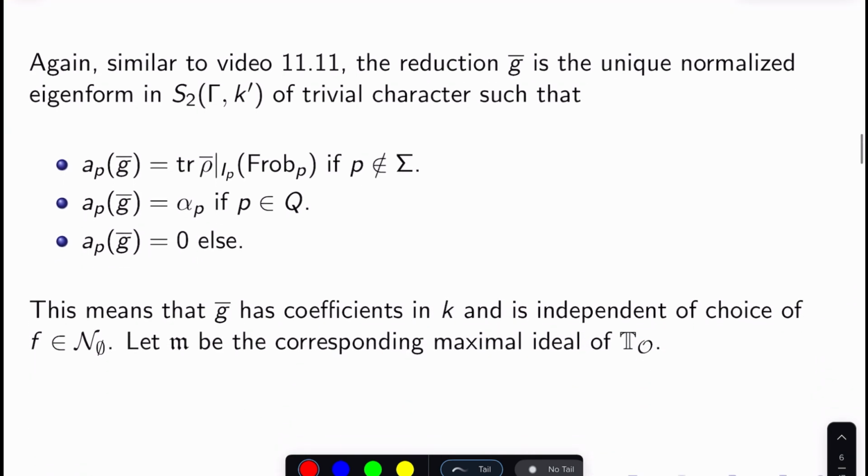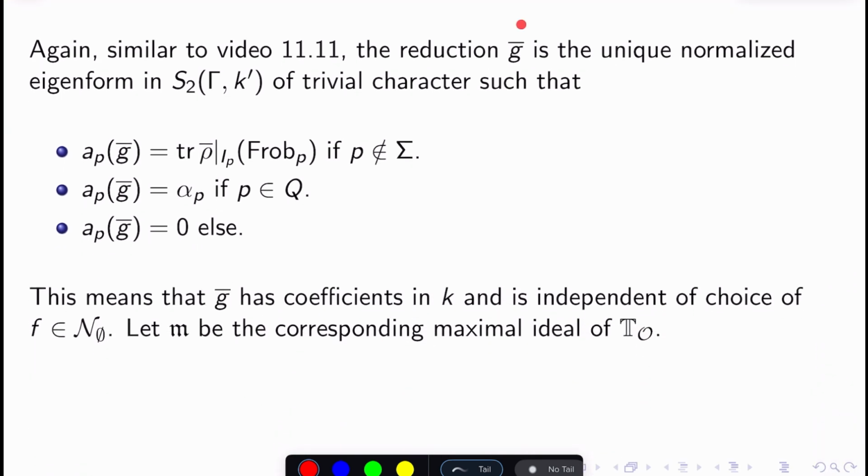Okay. Again, similar to video 11.11, the reduction G bar of G is the unique normalized eigenform in S2 gamma k prime of trivial character, such that A sub p of G bar is the trace of rho bar restricted to inertia at p of Frobenius at p if p isn't in sigma, A sub p of G bar is alpha p if p is in Q, and A sub p of G bar equals 0 else. Again, you should go back to video 11.11 to see similar arguments. Really, this means that G bar has coefficients in K and is independent of the choice of F in cal n sub empty set, just like how things worked back in video 11.11. Okay.